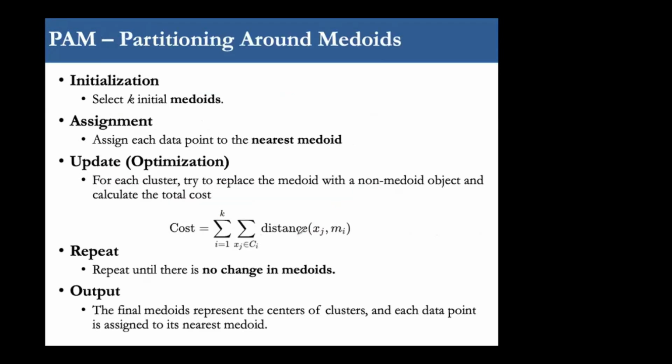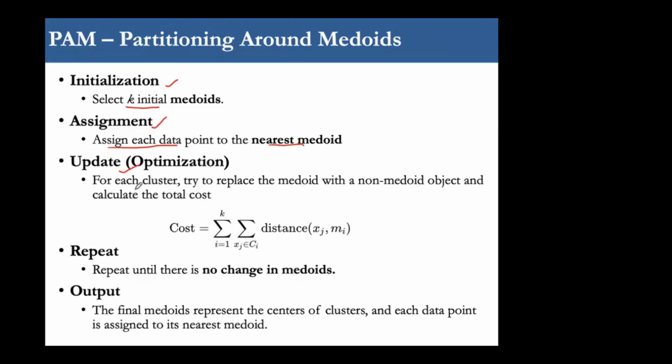Now we learn about Partitioning Around Medoids. The first step is the initialization step. In this step, we'll select K objects randomly from the data set as the initial medoids. The next step is the assignment step. Here we will be assigning each data point to the nearest medoid based on the chosen distance measure.